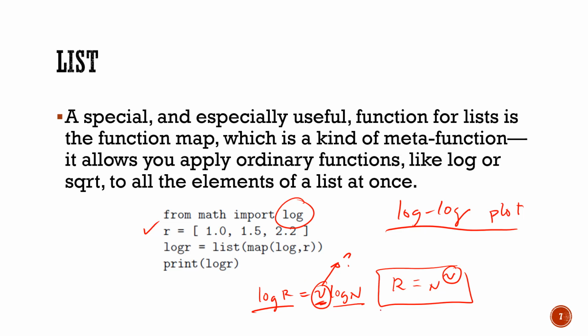I have values of r's, which we call the end-to-end distance. I also have the number of monomers n. What I want is this nu.